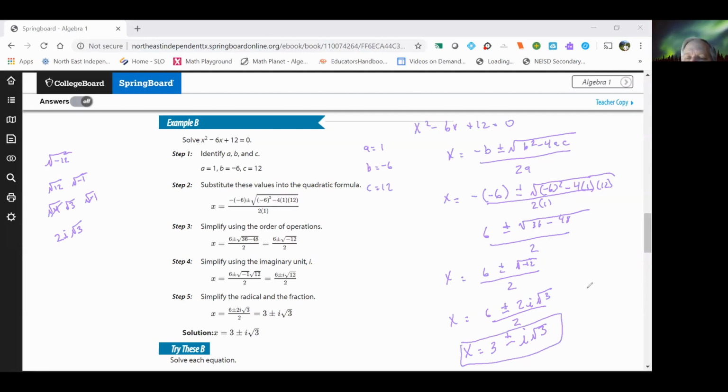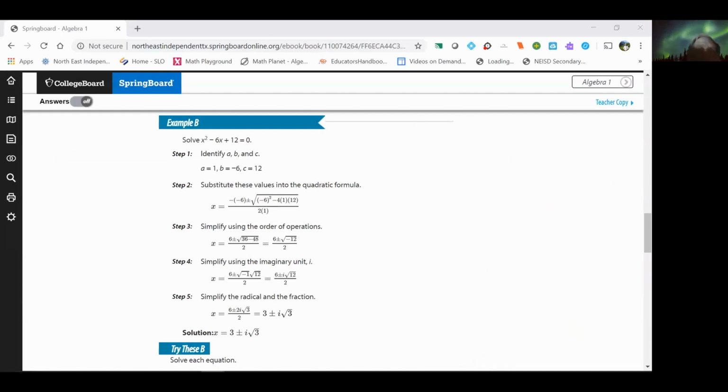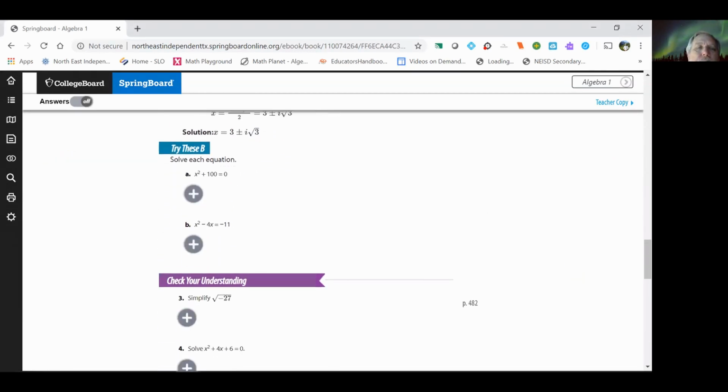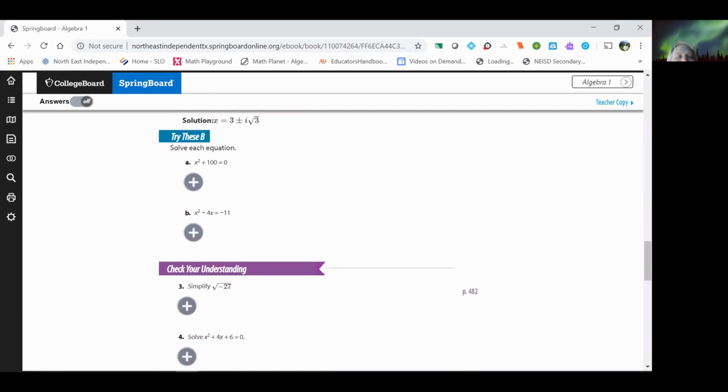Now remember what that means. Let's try that again. x equals 3 plus i times the square root of 3, and x is equal to 3 minus i times the square root of 3. Keep in mind the first part is the real part, the second part is the imaginary part. All right, try these B. Solve each equation.